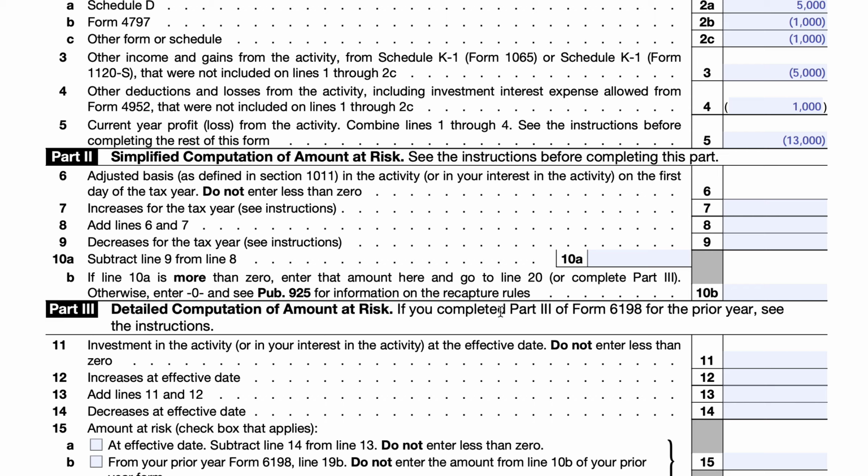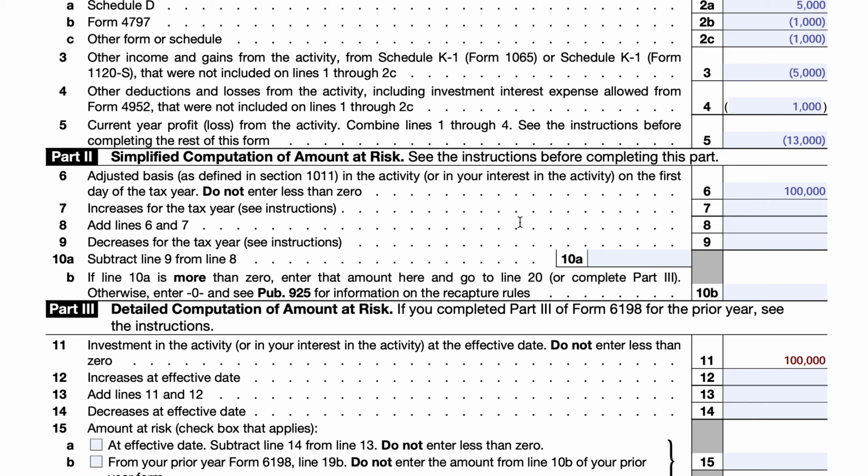So the adjusted basis on the first day of the tax year, can't enter less than 0. Let's just say it's $100,000. And for simplicity's sake, that's going to be the same. So this is a different definition down here. It's called the investment in the activity, whereas up here on line 6, it's the adjusted basis, which could be different.